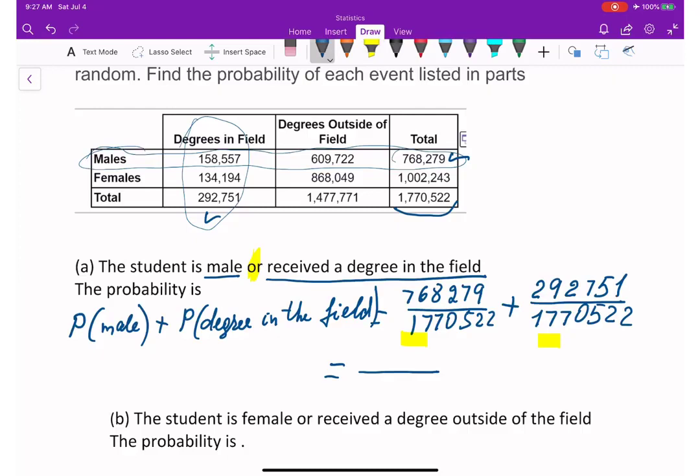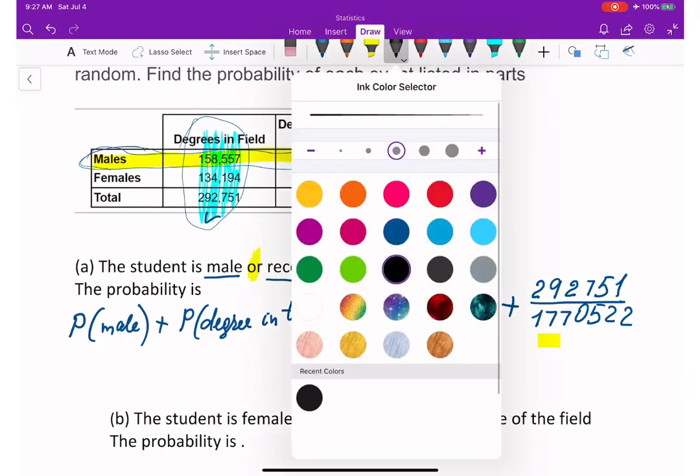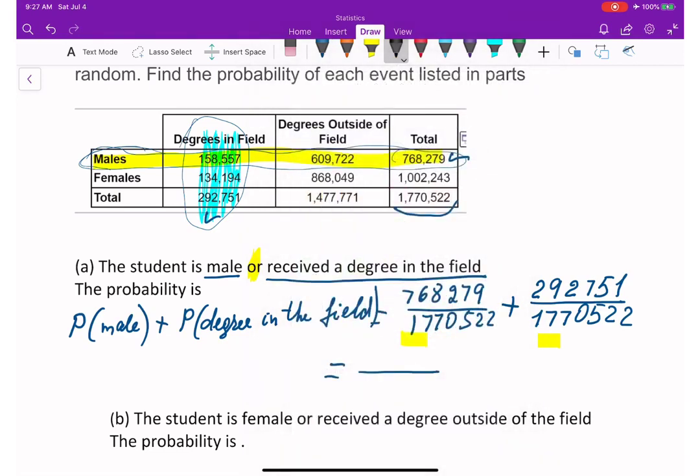158,557, we count in the male, here, let me highlight it. And we count when we calculate the degree, total degree. Yes? Total degree. So this 158 and 557, it's repeating itself and here. Therefore, we need to subtract. Okay? So otherwise we will get duplicate.